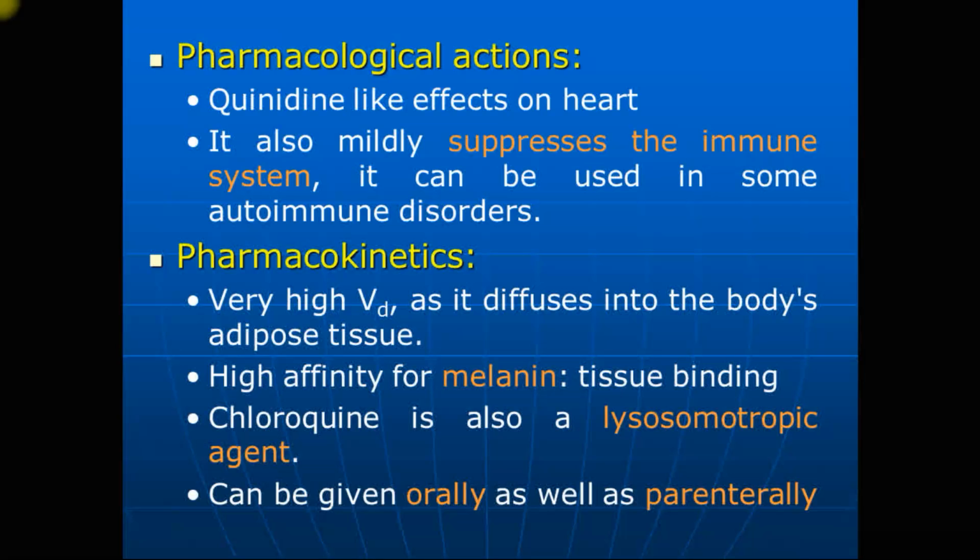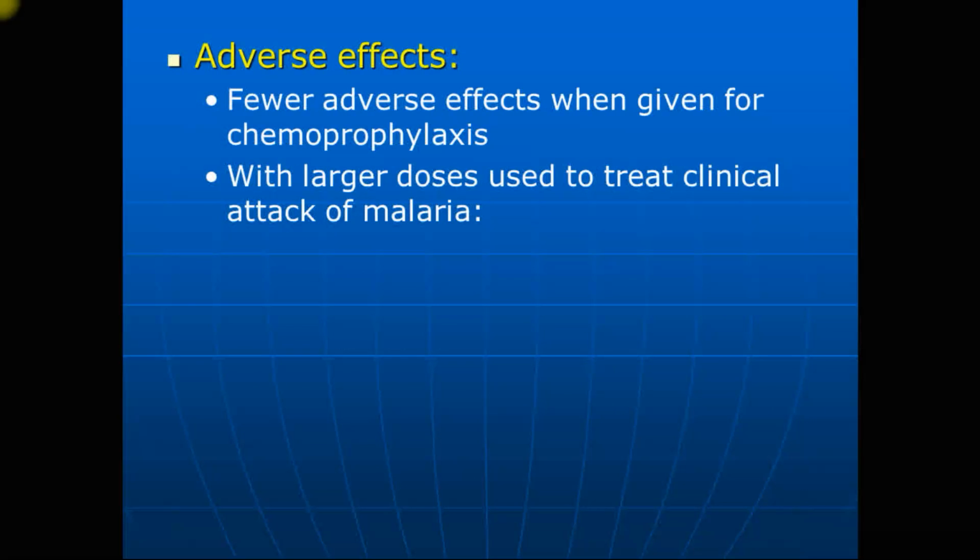In such a case, the parenteral route is preferred. In severe cases, or in patients where vomiting is present, the parenteral route of administration is a very important option that you need to consider. Now moving towards the adverse effect profile, there is definitely a fewer adverse effect profile when given as a chemoprophylactic agent.